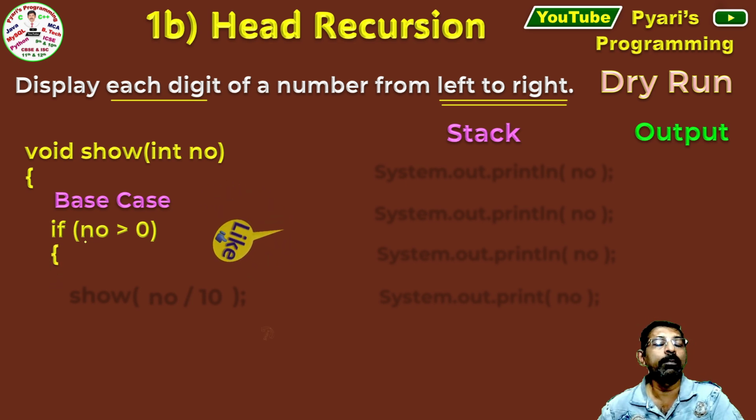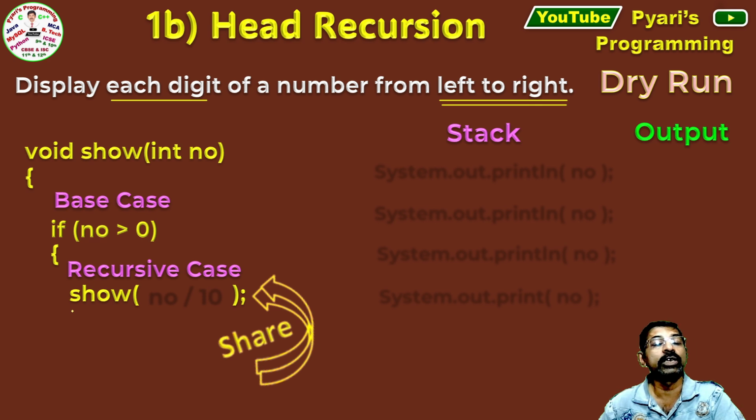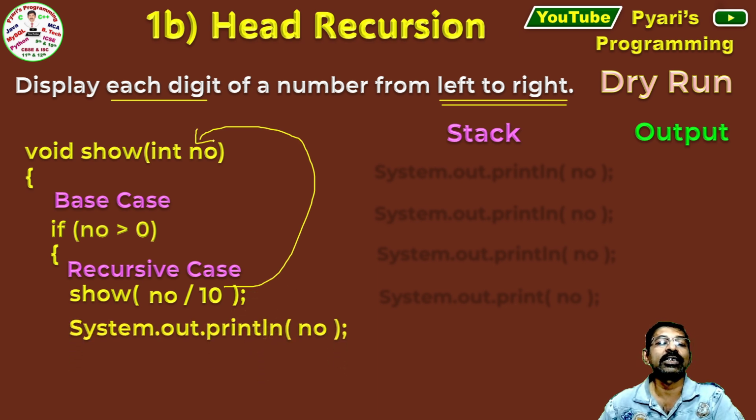Now it is the beginning of the body of the if condition. This is the recursive call, the statement which is responsible for the recursion. Function name show, and the actual parameter is no by 10. I am sending the quotient of the number to the formal parameter again. Next is my operational statement, the statement which is fulfilling the requirement of the program. Here I am displaying the number with println. Now it is the closing of the if condition and closing of the method.